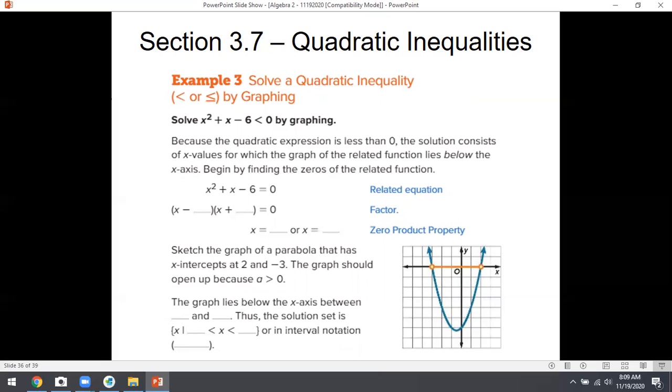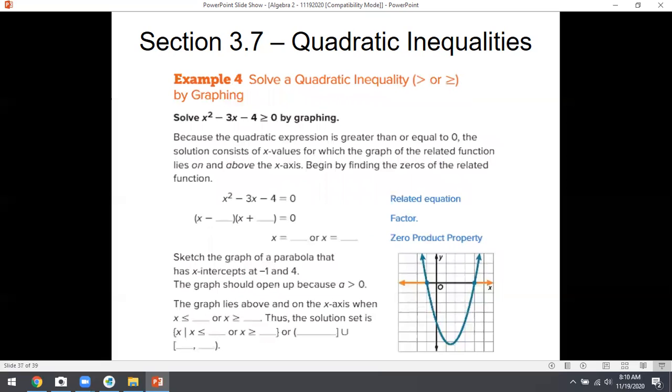It's going to be pretty straightforward. Okay, let's try this one. x squared minus 3x minus 4. They say to do this by graphing, but a rough sketch in your head real quick is probably even better. All right, so this one we got x squared minus 3x minus 4 is greater than or equal to 0.